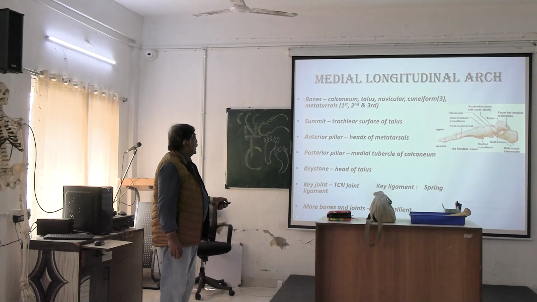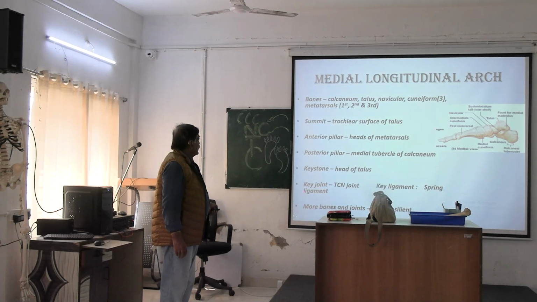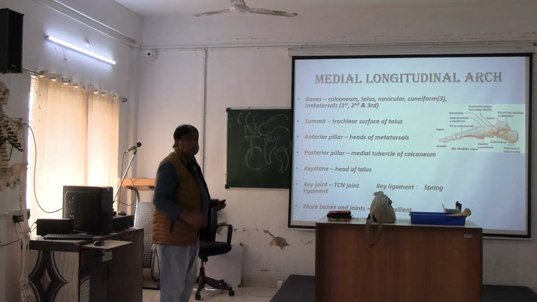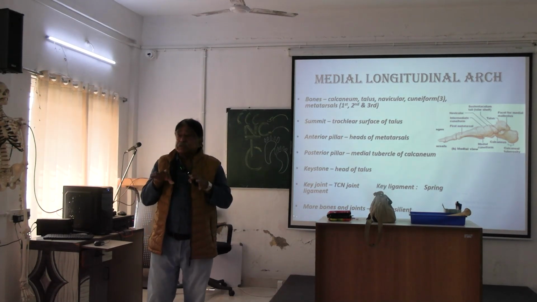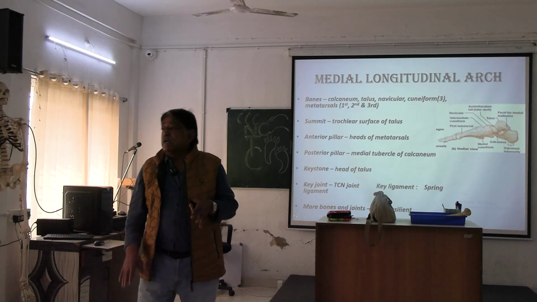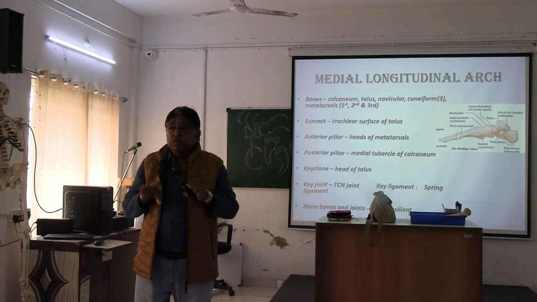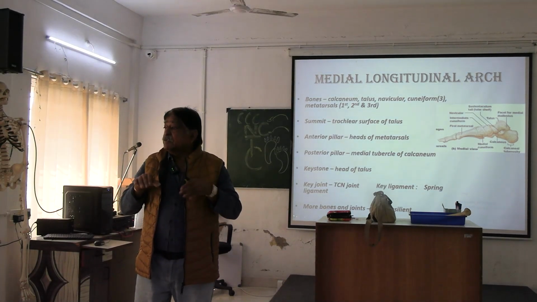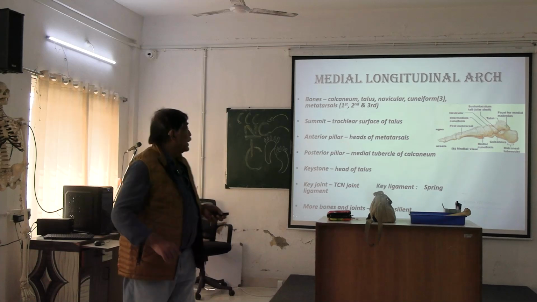Now the keystone is the head of the talus. This is the keystone. The key ligament is the spring ligament. With more bones and joints, it is more resilient. The foot is not like the knee joint, so it is more resilient, like a spring action. Okay.